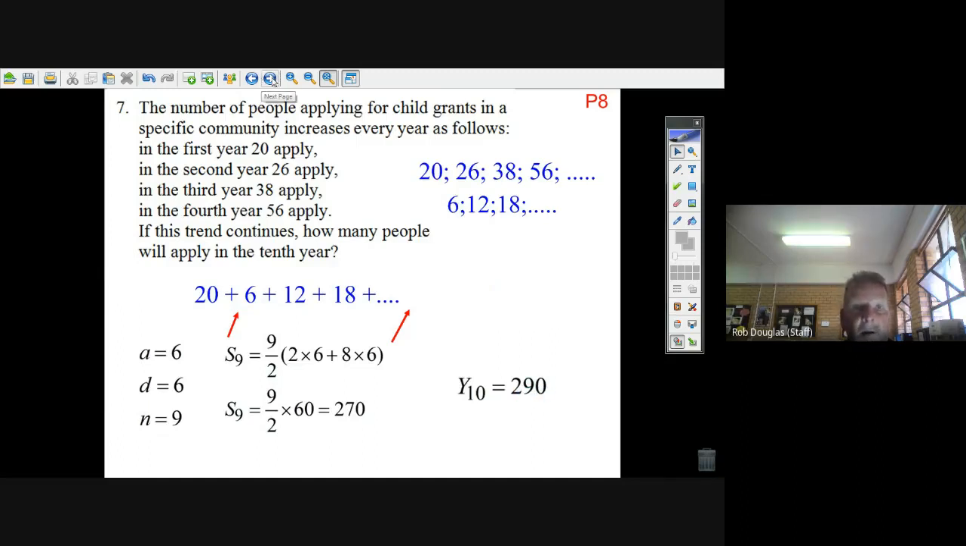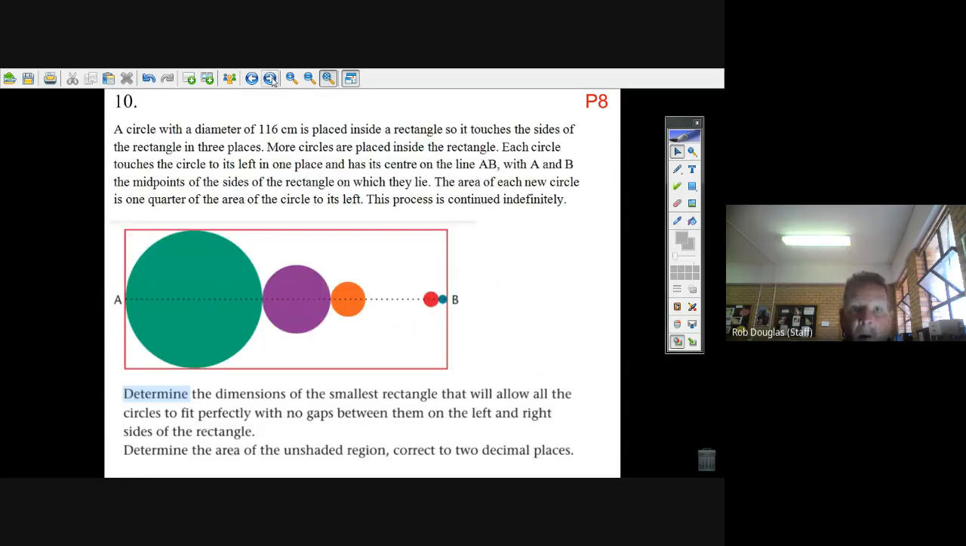So I hope you tried it on your own, and maybe you got the same thing. Maybe you did it a different way. What if we had this question here? It says a circle with diameter, and they meant to put 16 centimeters there. So I'm going to put a circle with diameter 16 centimeters is placed inside this rectangle so that it touches in these 3 points here.